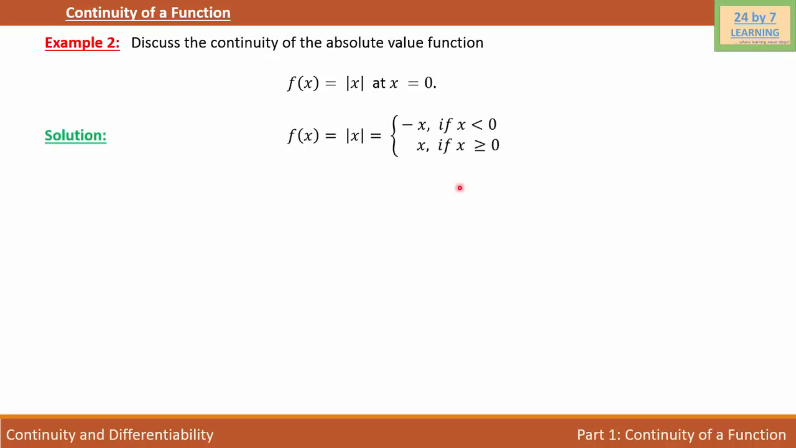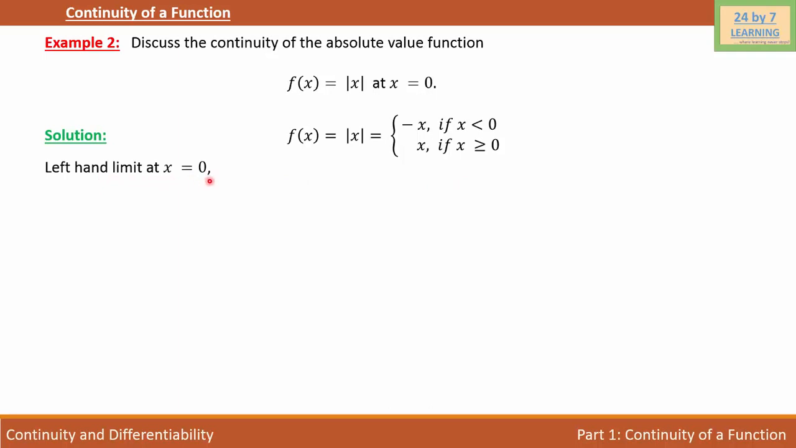In order to prove whether the function is continuous or not, we need to find the left hand limit and right hand limit of the function. So let's first find the left hand limit of the function at x = 0.